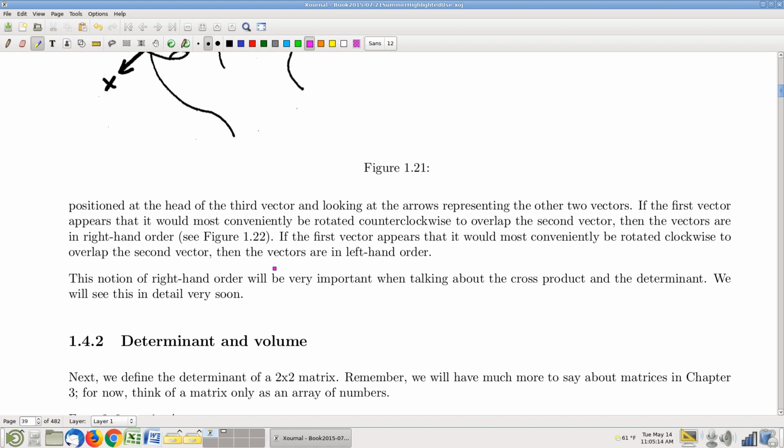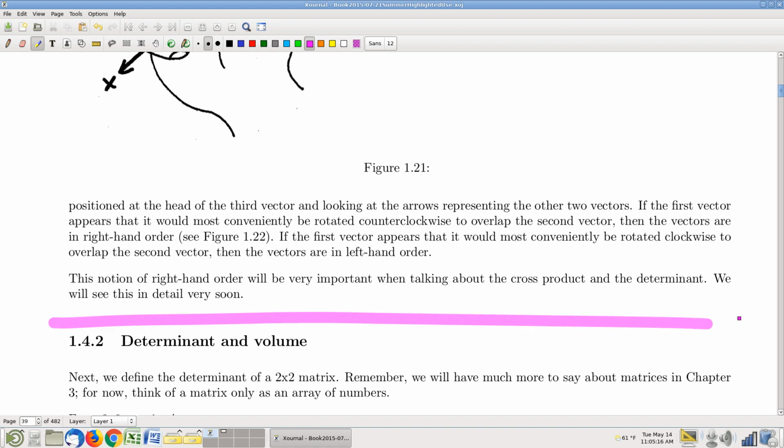That makes for a good stopping point. We will come back in about 10 minutes or so. So let's take a little break, and we'll keep going.